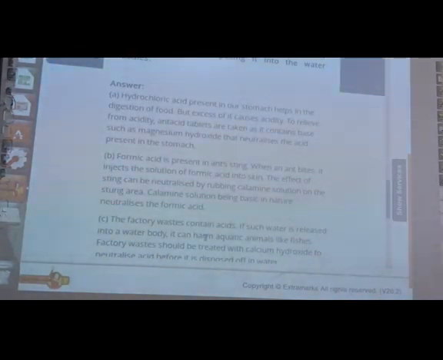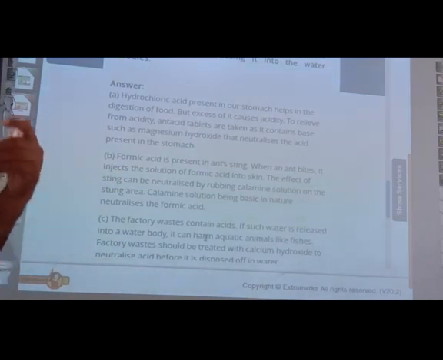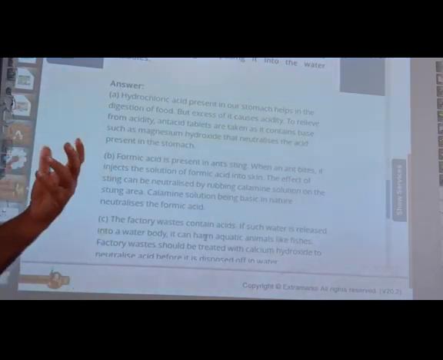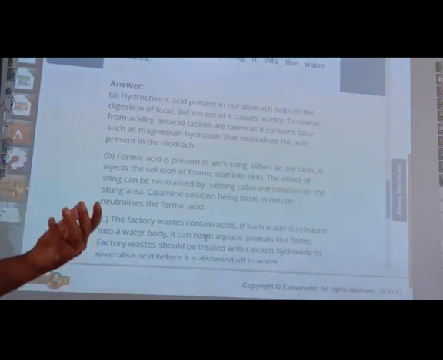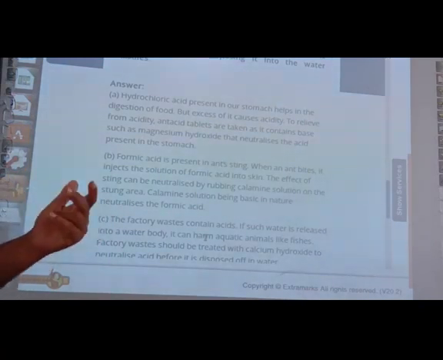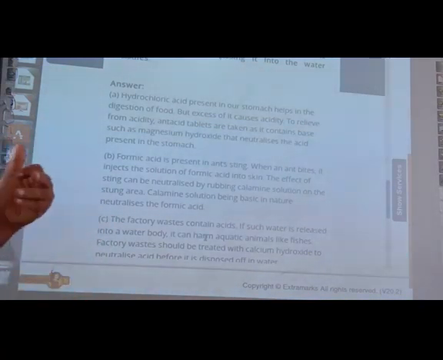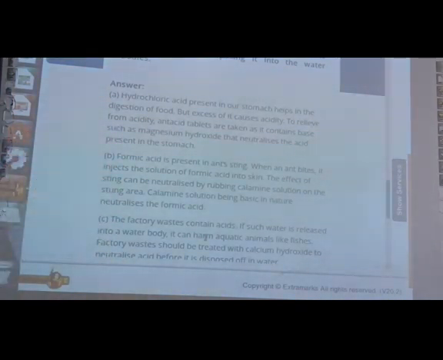Okay, just see. Hydrochloric acid present in our stomach helps in the digestion of food, but sometimes when we take excessive food, then the stomach releases extra hydrochloric acid. So that extra hydrochloric acid causes the acidity or indigestion. To neutralize the excessive acid released by the stomach, we should take an antacid tablet which contains bases like milk of magnesia, magnesium hydroxide, and they neutralize it. Okay, so that is the answer of the first question.